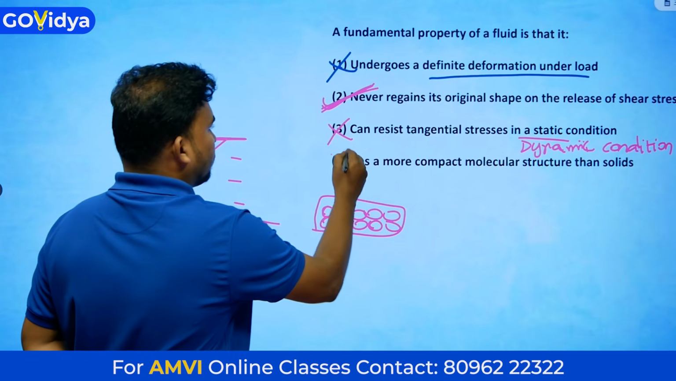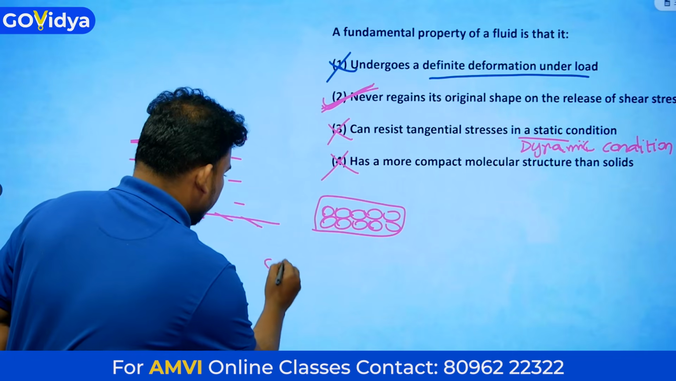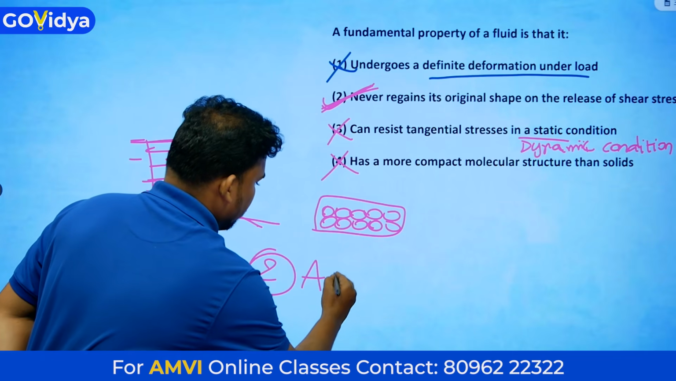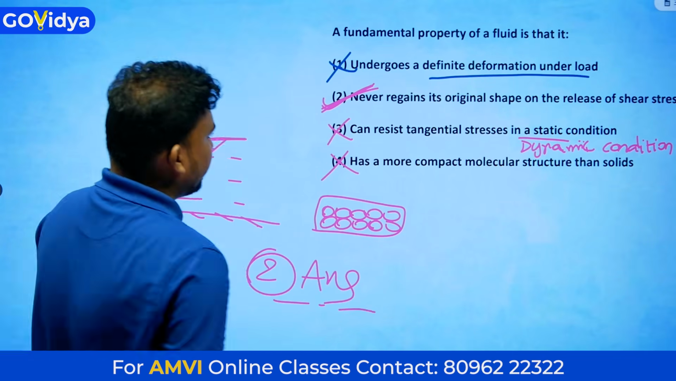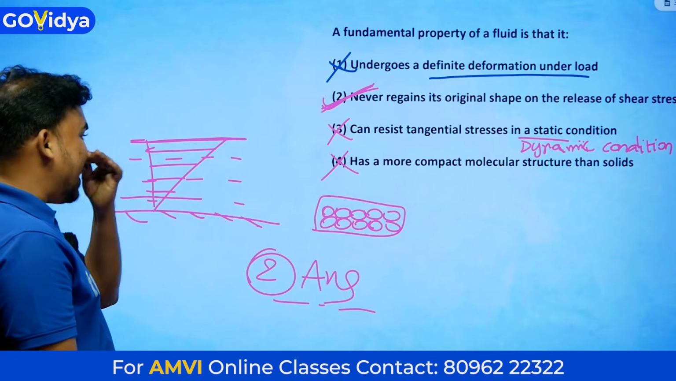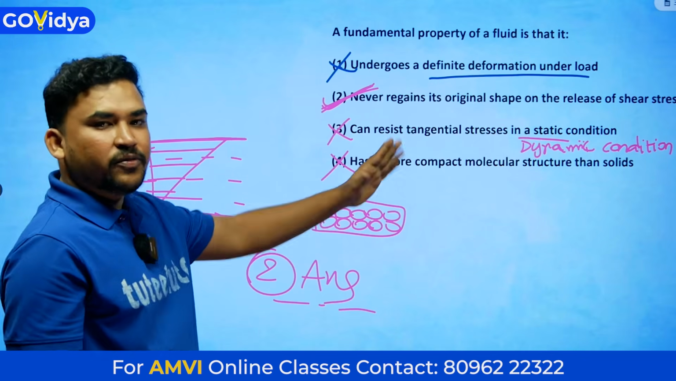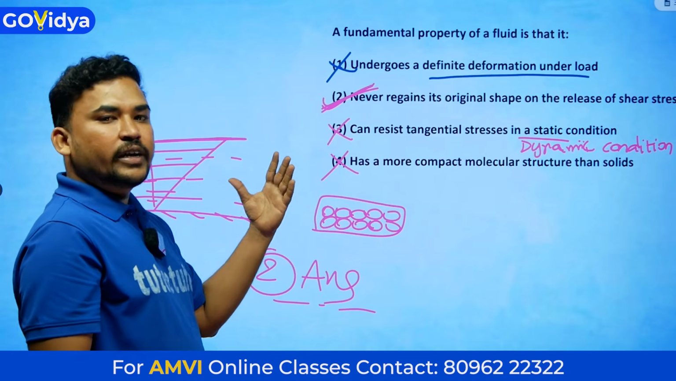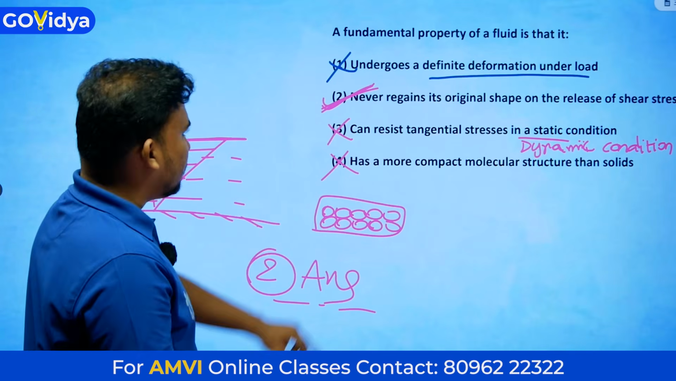The 2nd is the correct answer. This is also wrong. So 2nd is the correct answer for this question, because it will not regain its original shape after releasing shear stress, not like metals. Within the elastic limit, if I release the load, the metal can regain its original shape, right? So this is not the correct answer.